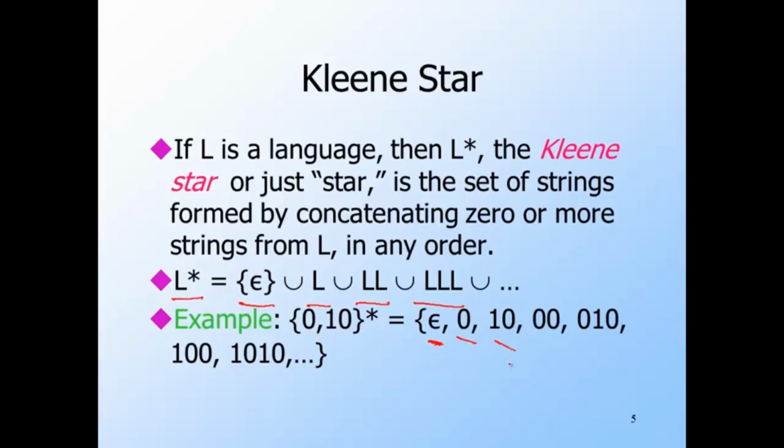We can take two choices from the language L. So if both choices are 0, we get 0, 0. If we take 0 for the first choice and 1, 0 for the second, we get 0, 1, 0. Or we can take 1, 0 for the first choice and 0 for the second choice. That will give us 1, 0, 0. Or we can make both choices be 1, 0, and that gives us the string 1, 0, 1, 0.